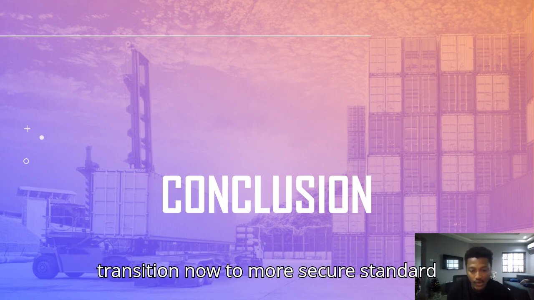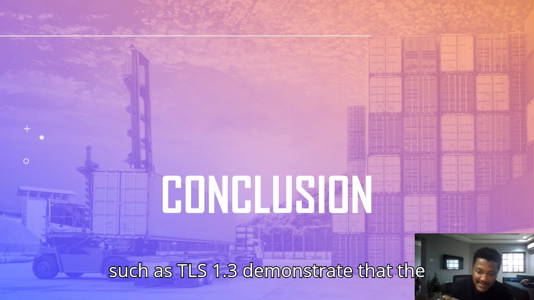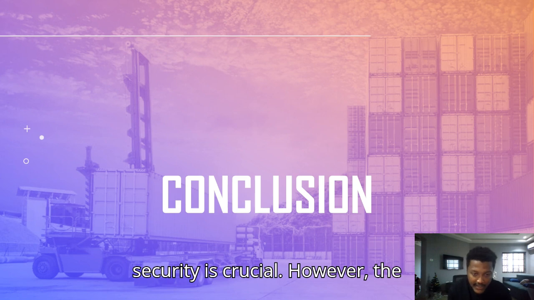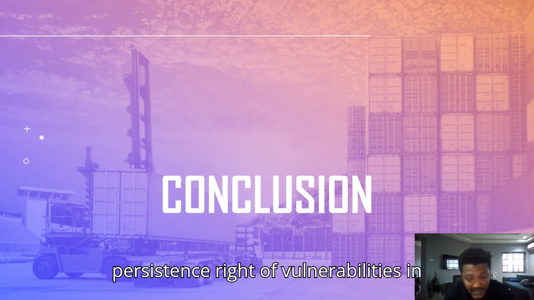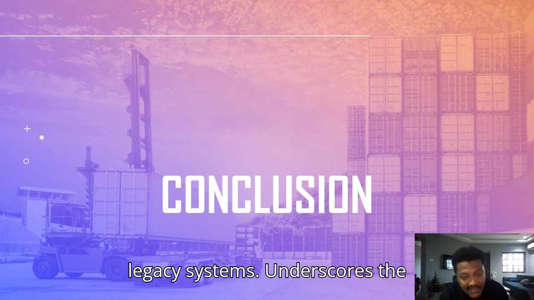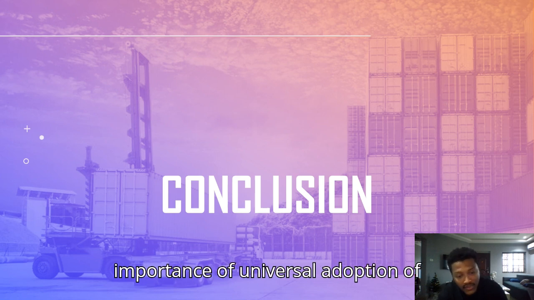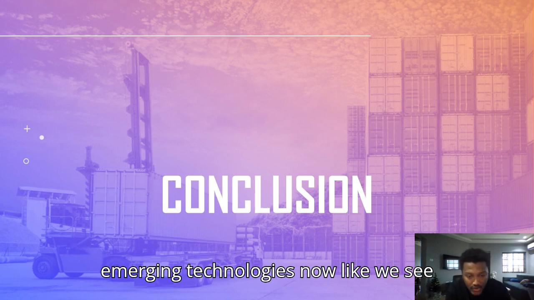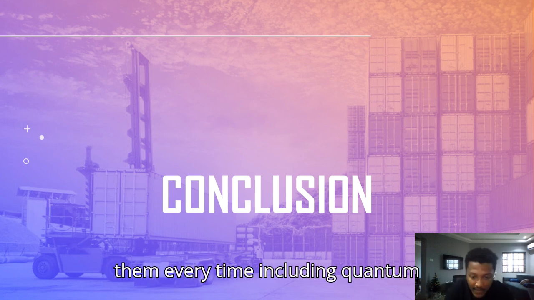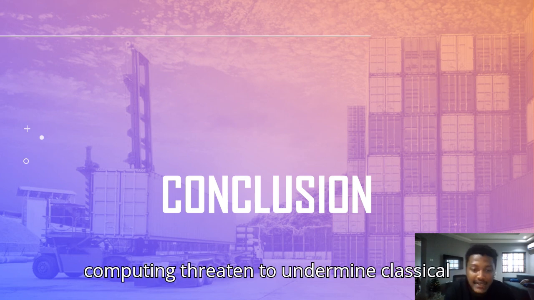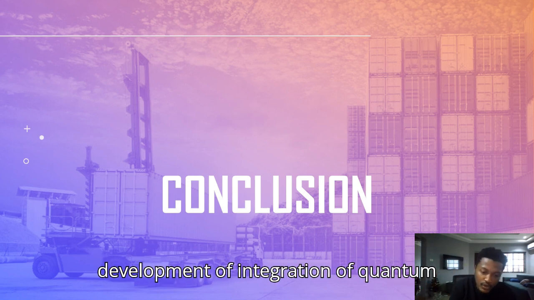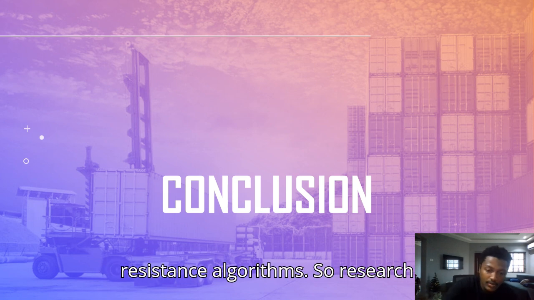The transition now to more secure standards such as TLS 1.3 demonstrates that progress in balancing performance and security is crucial. However, the persistence of vulnerabilities in legacy systems underscores the importance of universal adoption of updated protocols. Furthermore, emerging technologies now, including quantum computing, threaten to undermine classical cryptography methods, necessitating the development and integration of quantum-resistant algorithms.